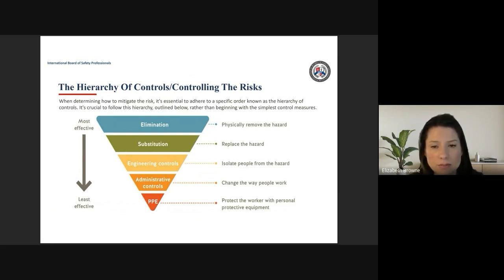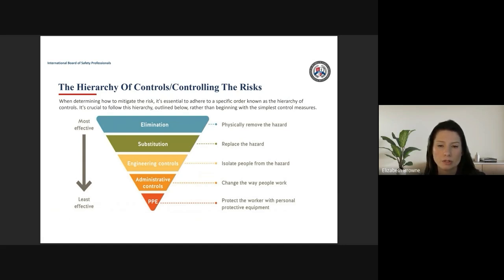Next, most effective is replacing the hazard by maybe substituting a chemical for a less dangerous chemical. The next most effective, if neither of those things are possible, is to provide engineering controls. So physically prevent people from coming in contact with the hazard. The engineering controls that are common are guards, barriers, things like that, physical protections that make a physical barrier between the employee and the hazard.